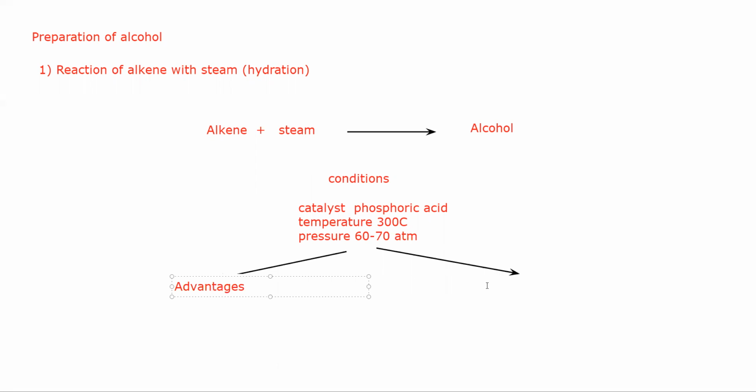And there are some disadvantages. So what are the advantages? Because it's a fast process, it gives you only one product.